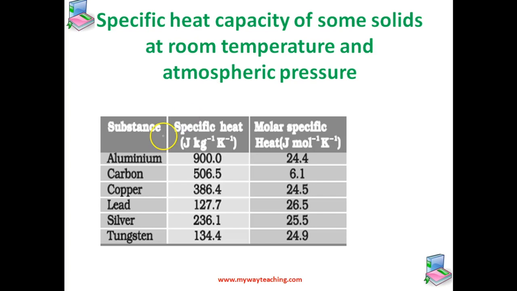So this table shows the specific heat capacity of some solids at room temperature and at atmospheric pressure. They have given specific heat as well as molar specific heat for aluminium, carbon, copper, lead, silver, tungsten. Specific heat of tungsten is 134.4 joule per kg per Kelvin. Highest is of aluminium, right? 900 specific heat.